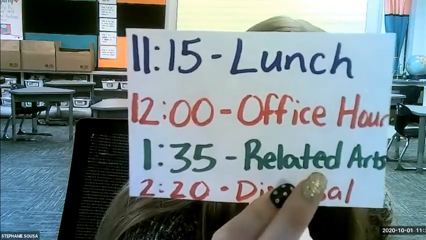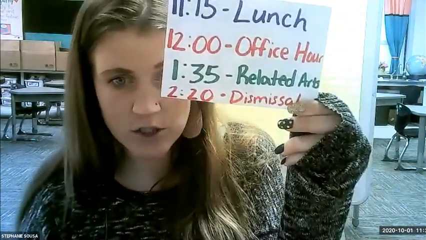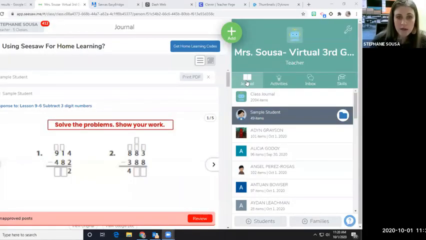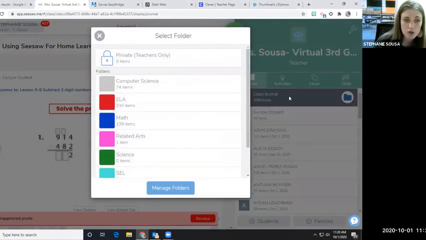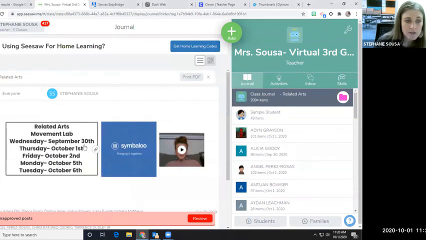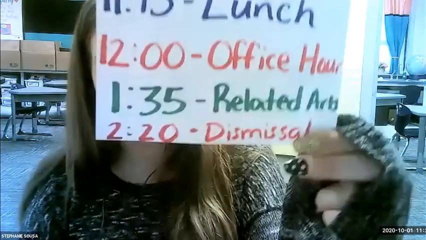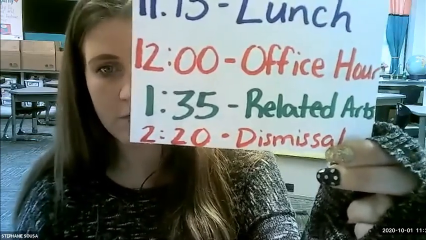At 1:35, you will go to Related Arts. Remember, let me show you that again since it's only our day 2. You have Miss Mosier this week, and there is no Zoom class for Miss Mosier. So you will go to your folders. You will go to Related Arts, and you will see that there is an item here with our schedule for this Related Arts class, along with a video of me explaining what you're doing and the work right here. So remember, there's no Zoom for Miss Mosier's class. So at 1:35, you'll log into that folder. And then at 2:20, I will see you on here for dismissal, okay?